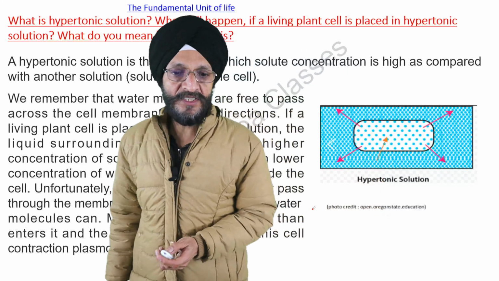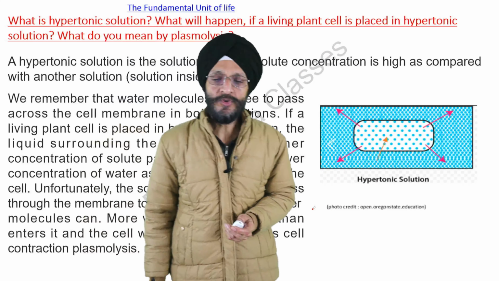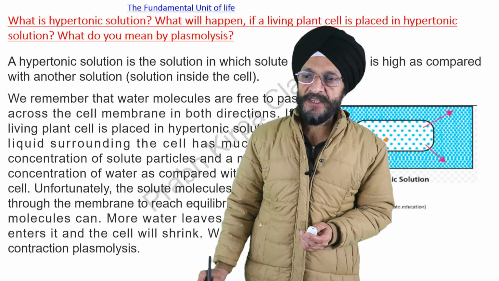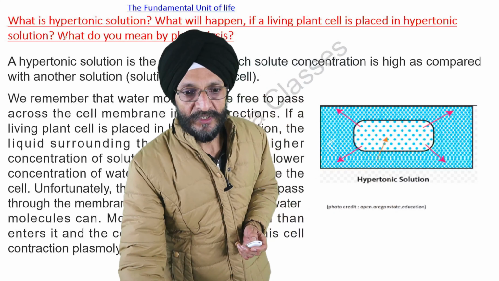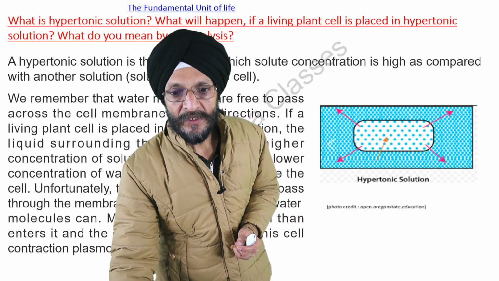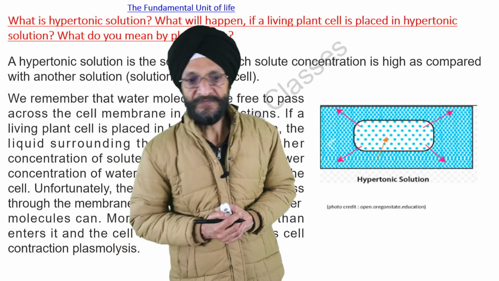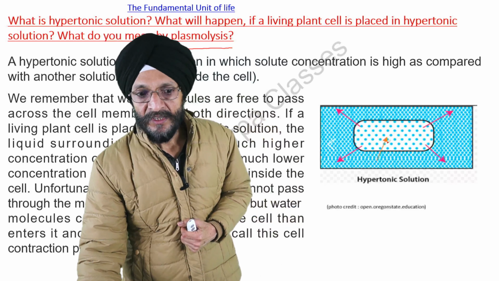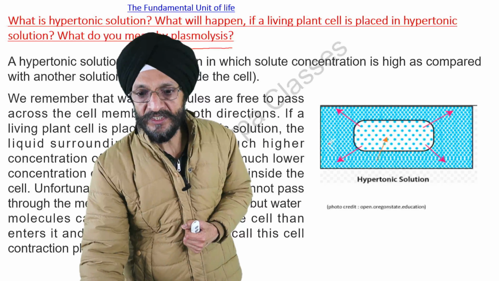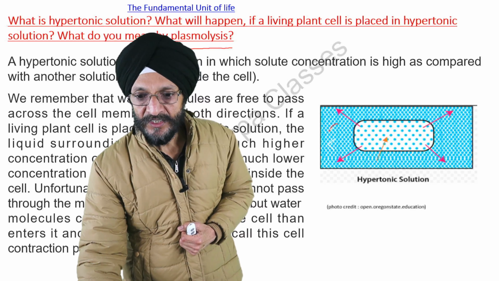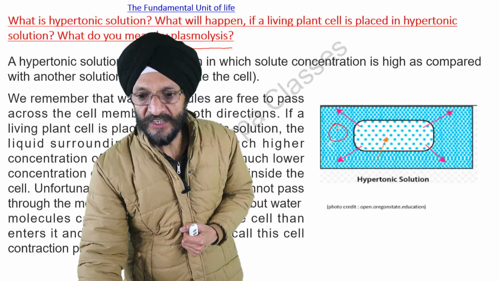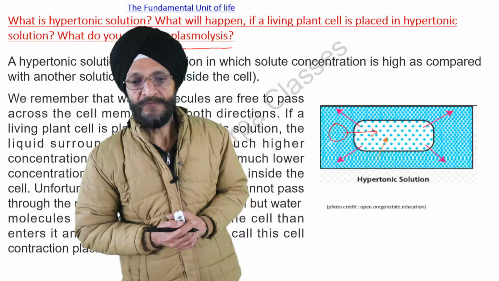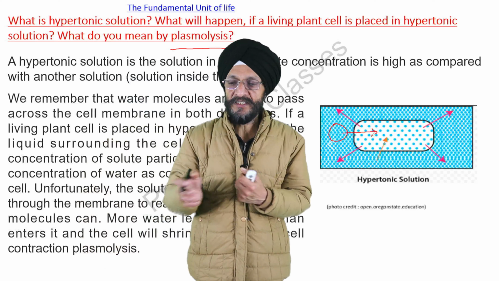First question before us is what is hypertonic solution and what will happen if a plant cell is placed in hypertonic solution, and what is the meaning of osmolysis. As already discussed, a hypertonic solution is the solution in which solute concentration is high compared with another solution, that is, the solution inside the cell.